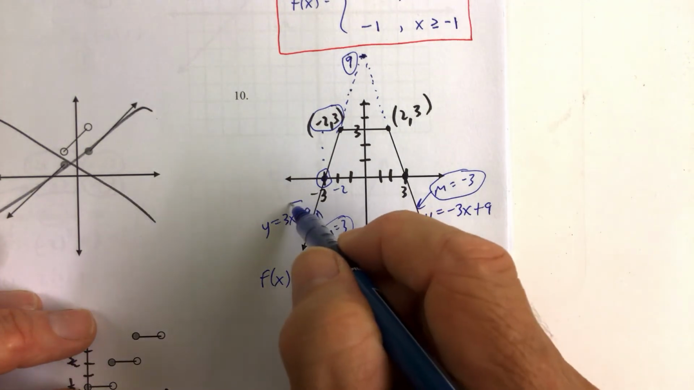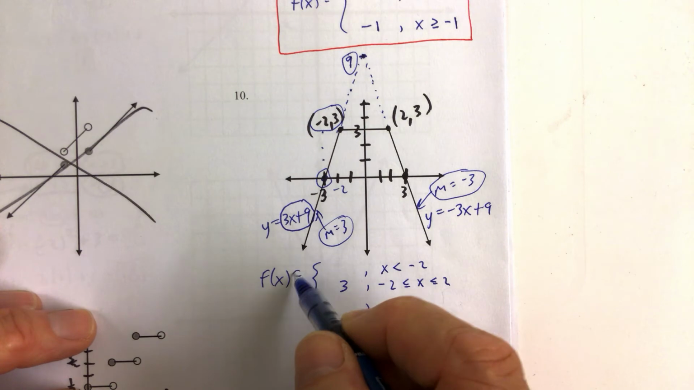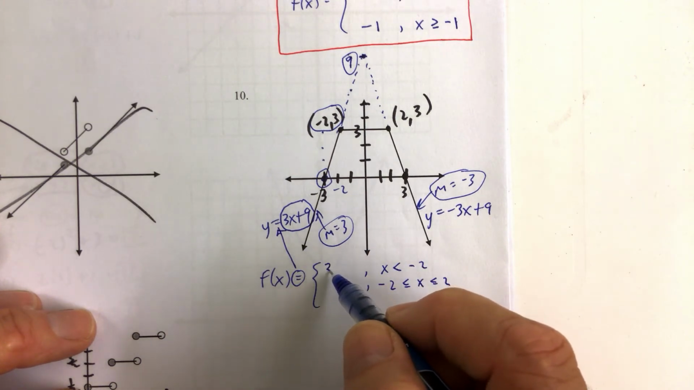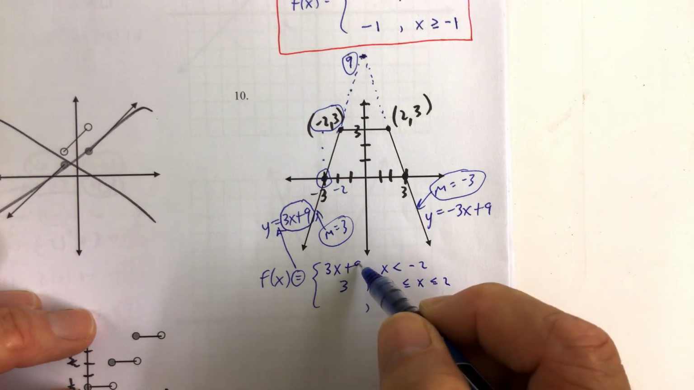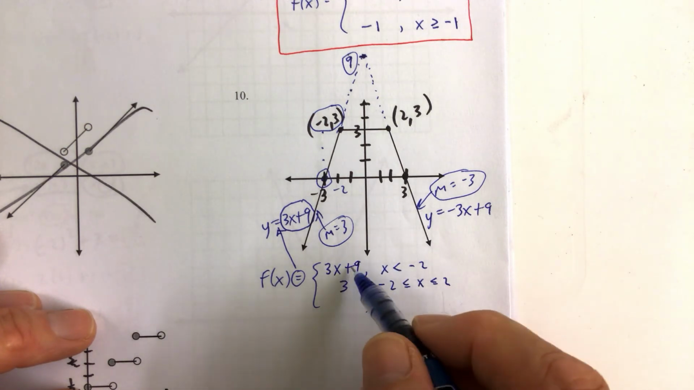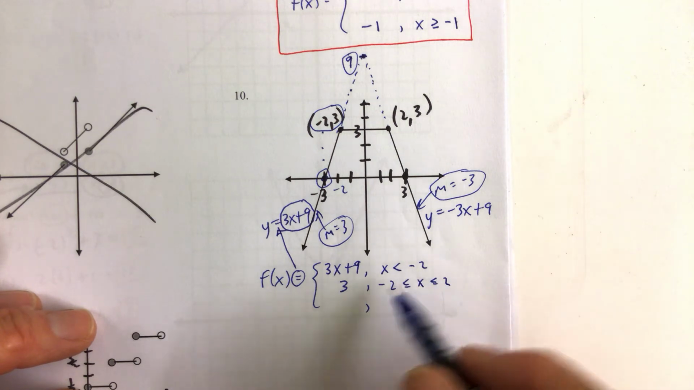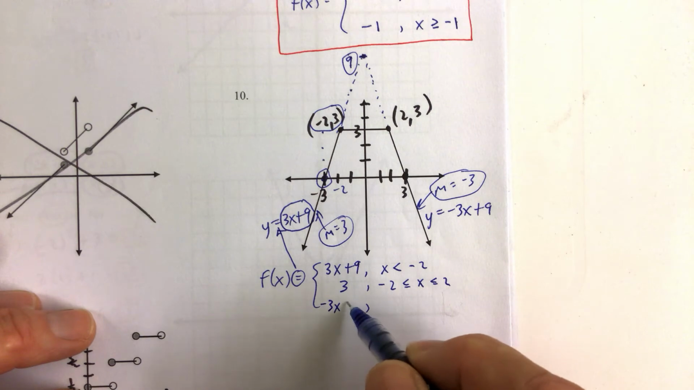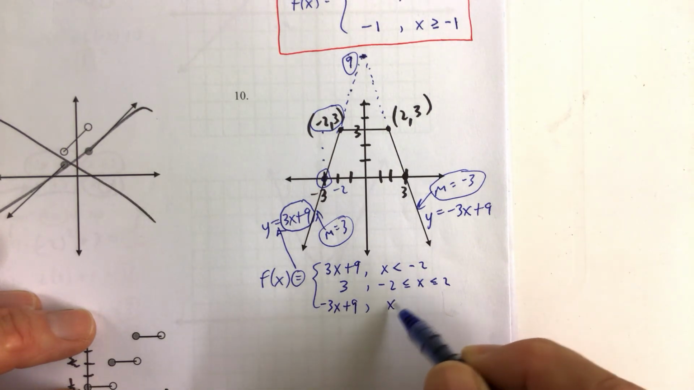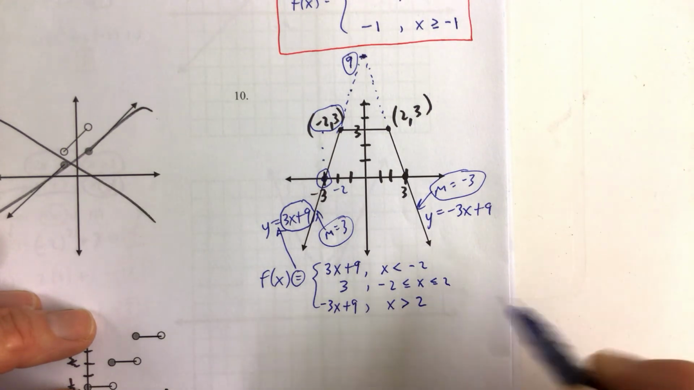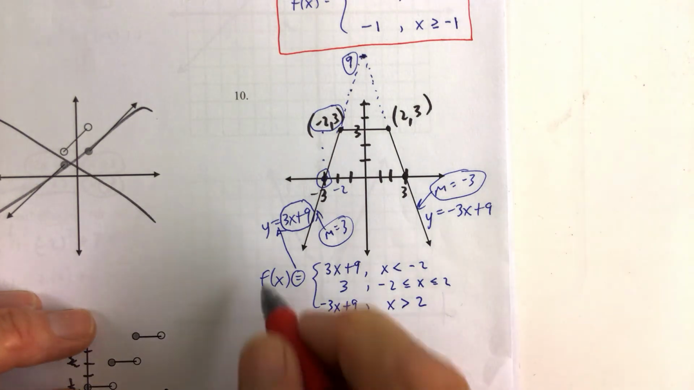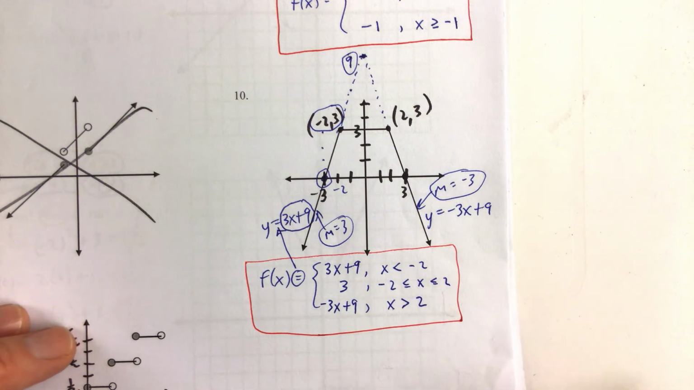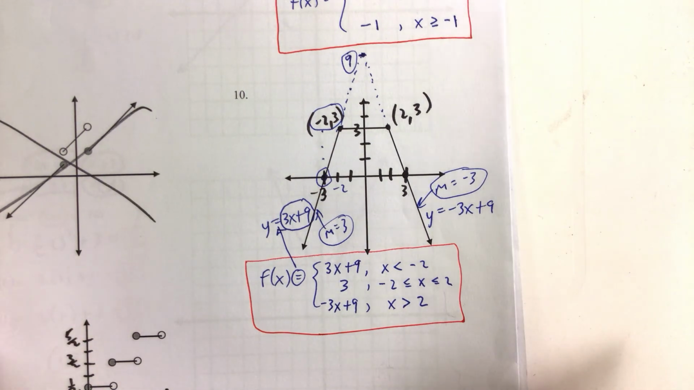Therefore, we take what's to the right of the equal sign. So here's an equal sign, here's an equal sign here. So to the right of the equal sign, we define the first piece as 3x plus 9 when x is less than -2. We already defined the middle piece. And now we define the third piece as -3x plus 9, and that's for the x values that are greater than 2. And that's the piecewise function defined for the graph that you see here in problem 10.